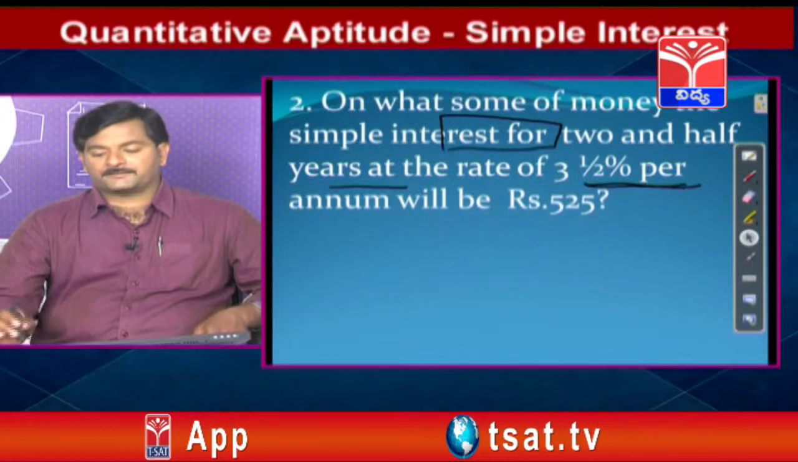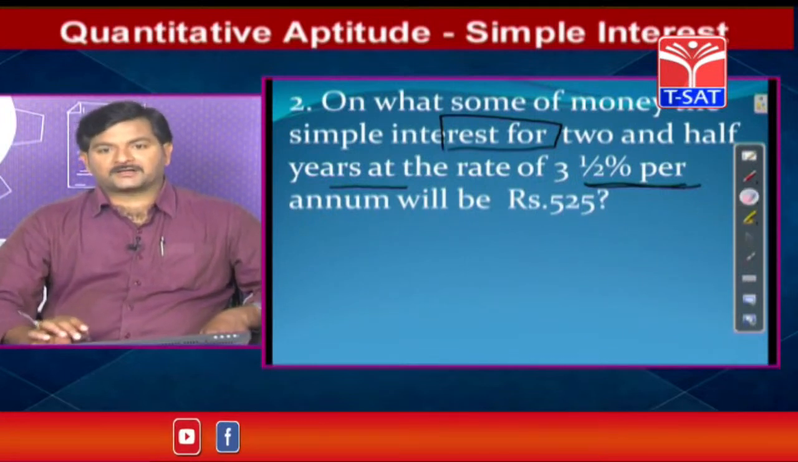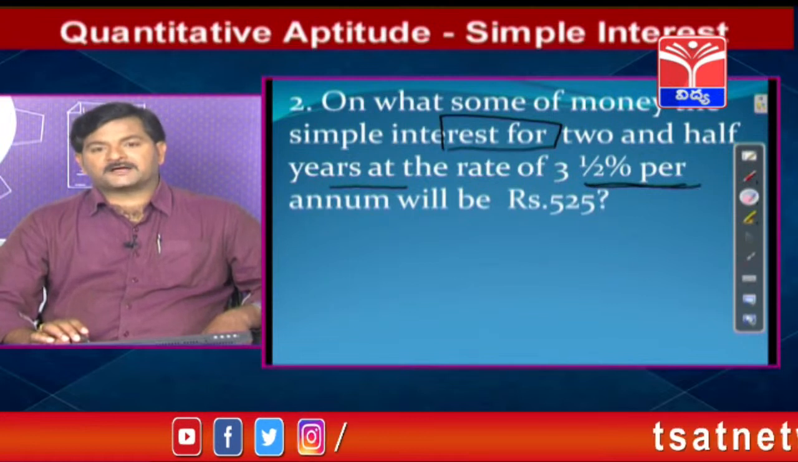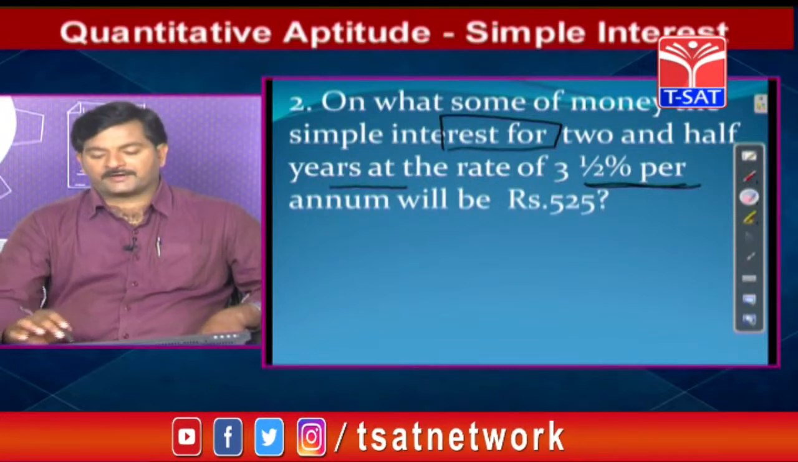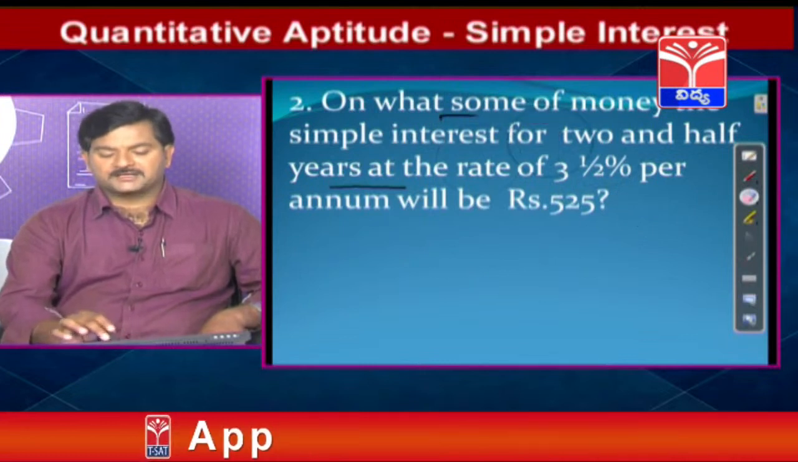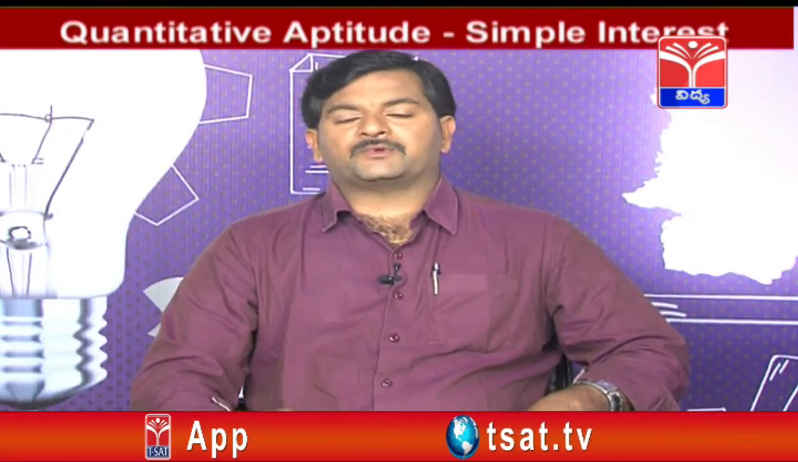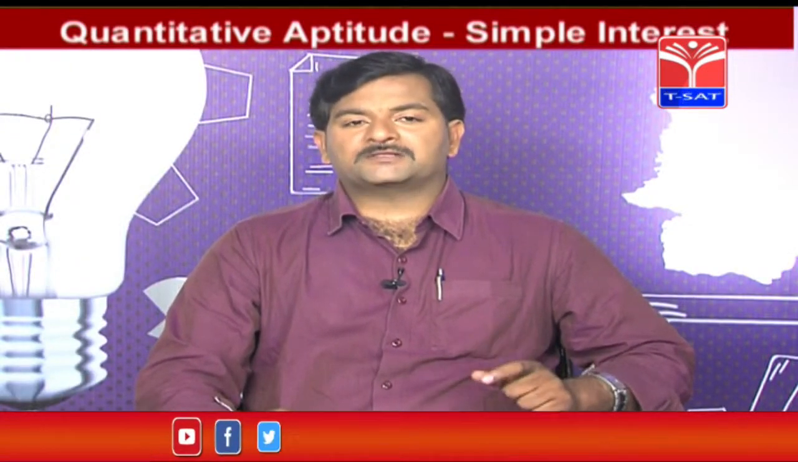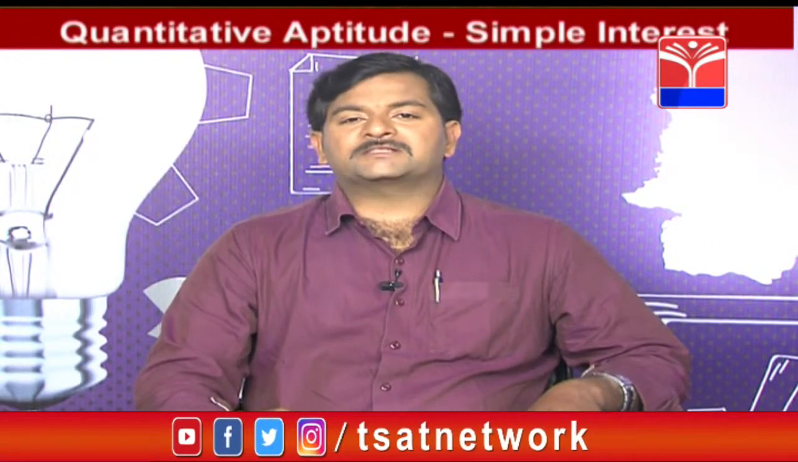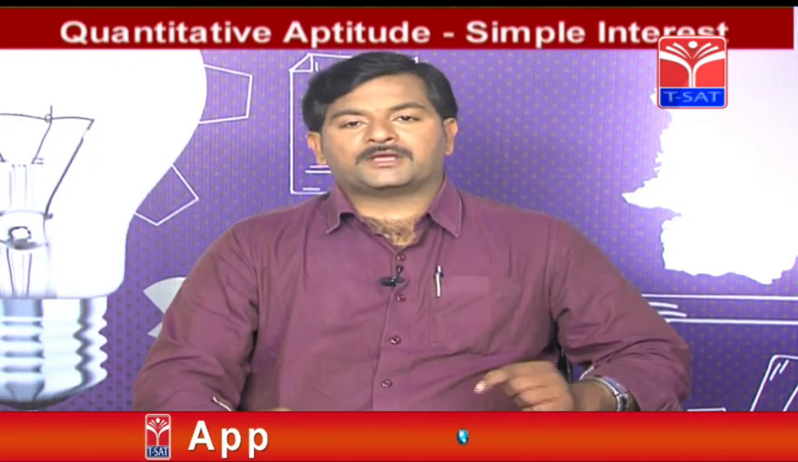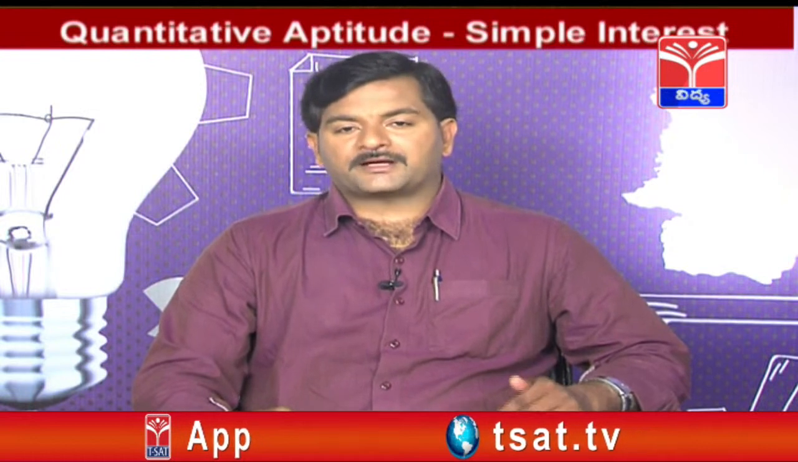On what sum of money the simple interest for 2.5 years at the rate of 3.5% per annum will be 525. Whether it is a mixed fraction given or whatever, there is no doubt, by using type 1 and type 2 you can solve. But observe here what is given and what he asked you to find: on what sum of money. On what sum of money means clearly here we have to find out the P value. Time is given, 2.5 years. Rate of interest is given, 3.5% per annum. The simple interest is also given, 525 rupees.